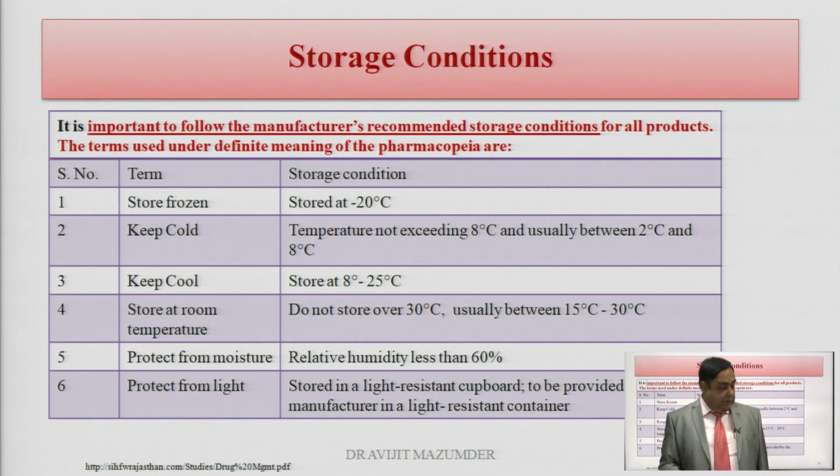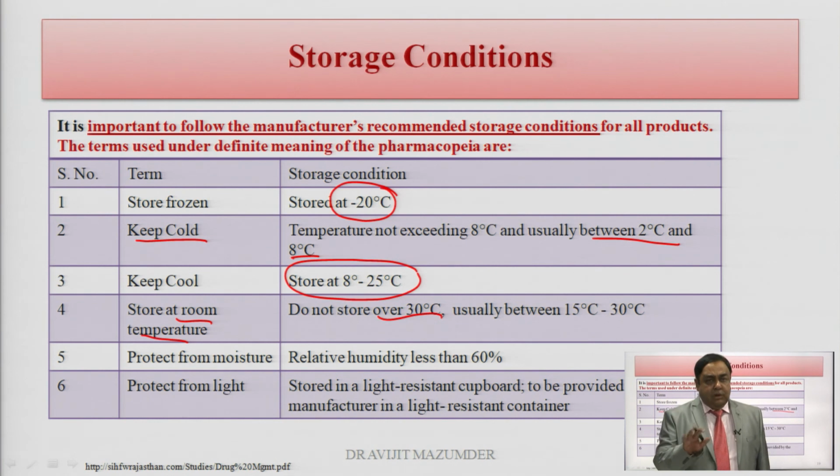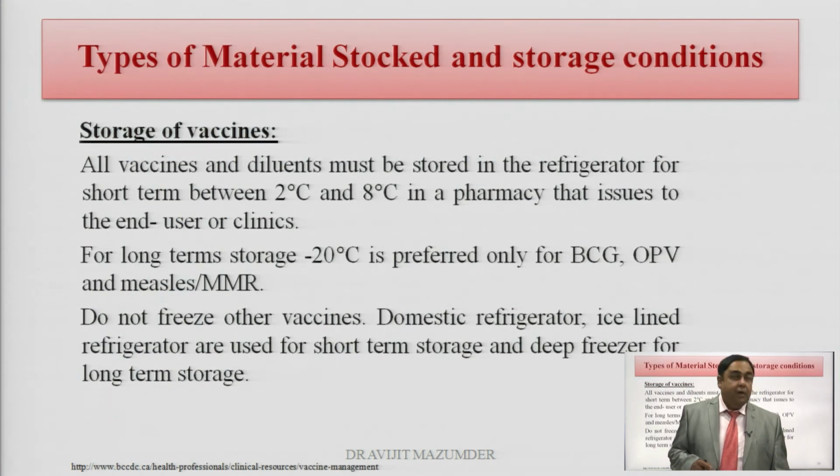Now, as far as the storage condition is concerned, whenever it is mentioned as store frozen, it should be at -20. When it is mentioned as keep cold, keep it between 2 to 8 degrees. If the label on the package mentions keep cool, keep it within 8 to 25 degrees Celsius. Whenever it is mentioned on the package to be stored at room temperature, we should keep it at generally 30 degrees. Avoid moisture, it should be less than 60% humidity. All vaccines are to be stored between 8 to 28 degrees Celsius for long term storage. -20 degrees is used for BCG vaccine, oral polio vaccine, measles, mumps and rubella vaccines and also.